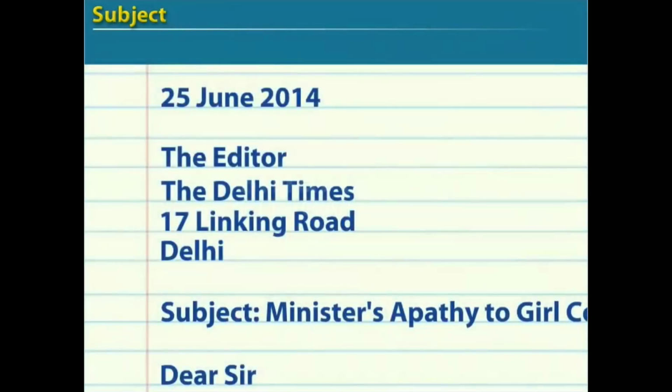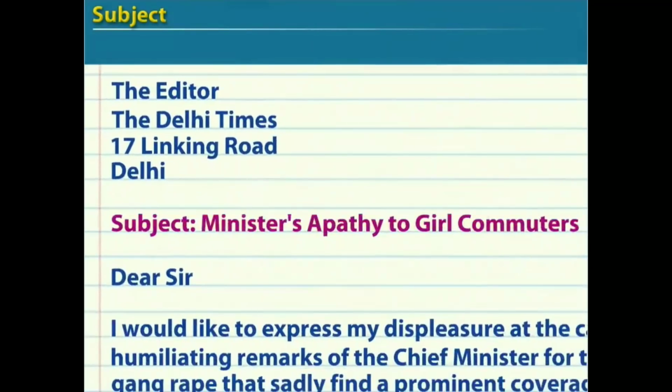Subject. The subject states the precise objective for writing the letter. The receiver forwards the letter to the concerned department on the basis of the subject. Write the subject after leaving a line below the receiver's address and above the salutation.